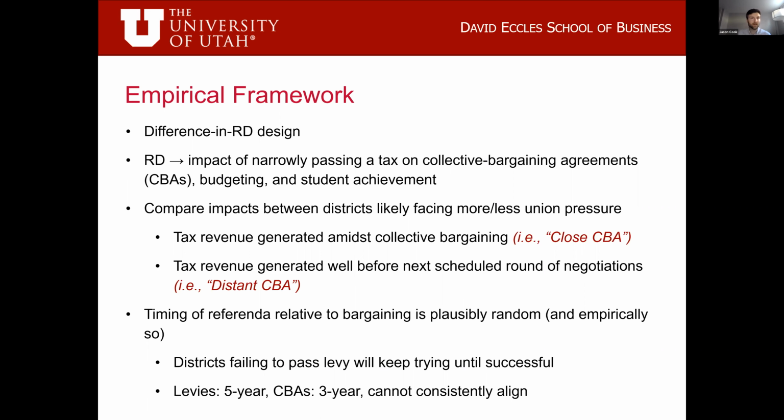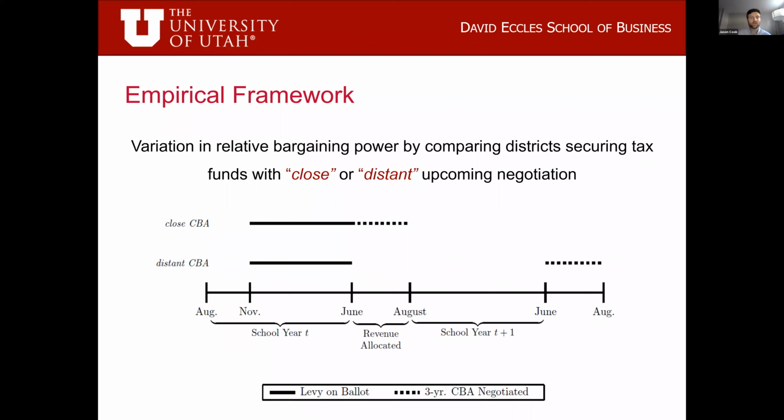And then we test it empirically, and it also seems to be the case. And I'll show you some evidence of that as well. So here's just another visualization. We are going to try to isolate variation in bargaining power by making these comparisons between these two types of districts. So the first here is our close collective bargaining districts.